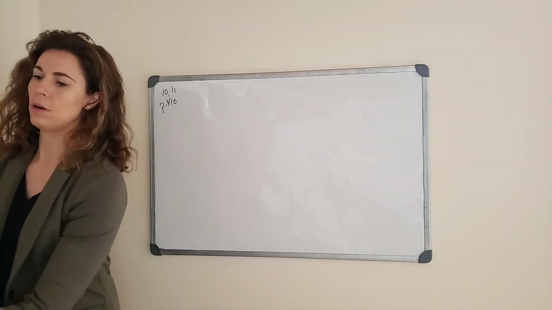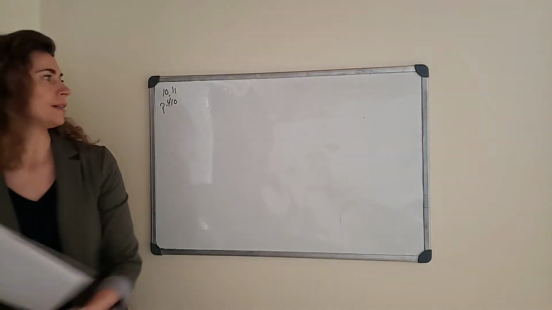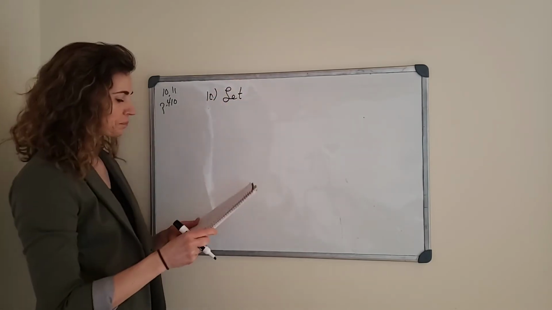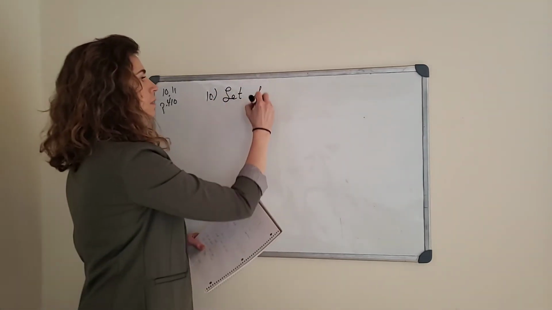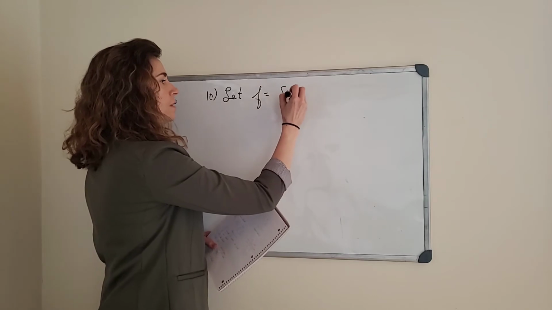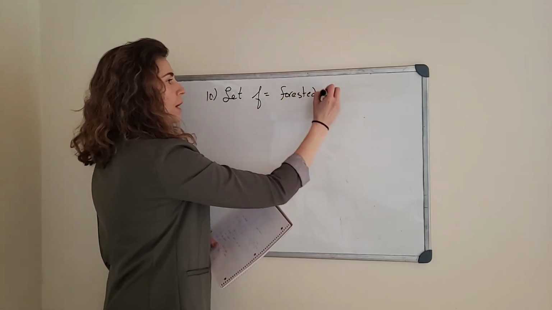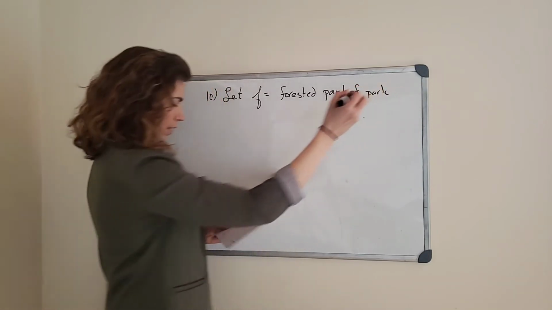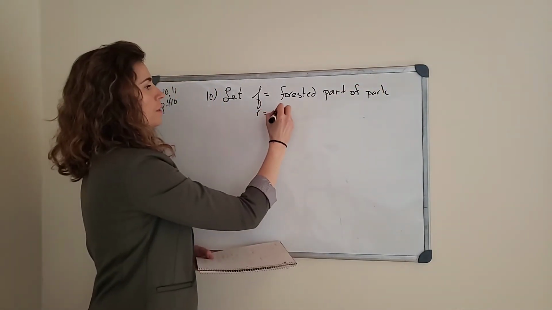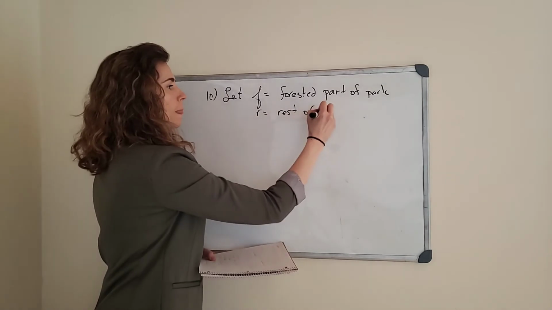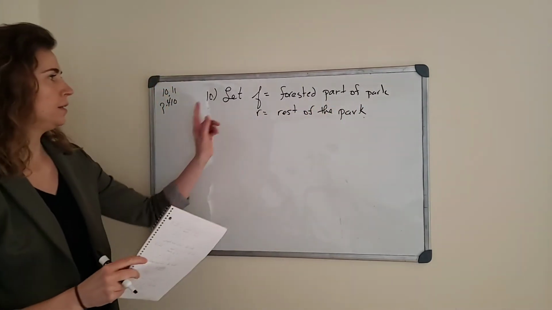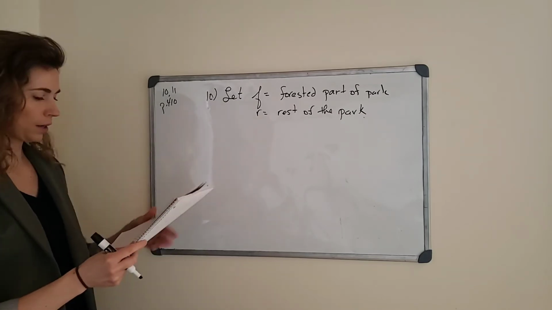All right, so let's go ahead and do our let statement. We should always start with that. So let F equal the forested part of the park. Okay, and I'm just going to use R for the rest of the park. You could have used U for unforested, whatever. So we've got F and R for rest of the park.